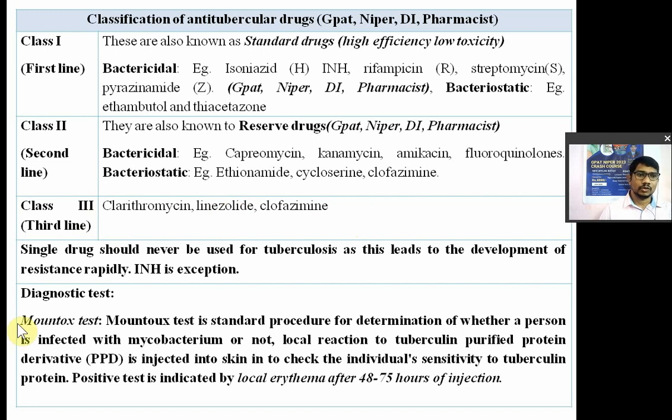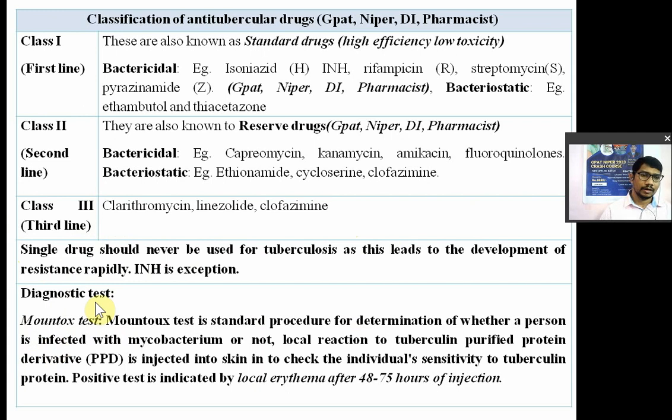No single drug should be used in tuberculosis. Single drug use नहीं करना है आपको क्योंकि वहाँ पे resistance जल्दी हो जाता है. Single drug should never be used in tuberculosis as this leads to development of resistance. Exception is isoniazid. Isoniazid can be used singly.